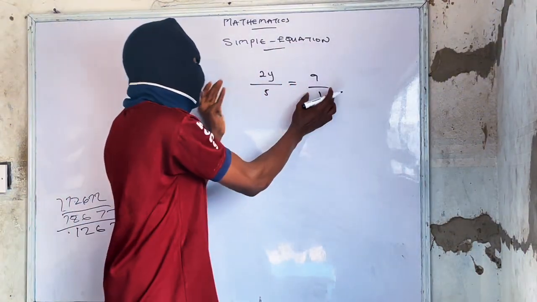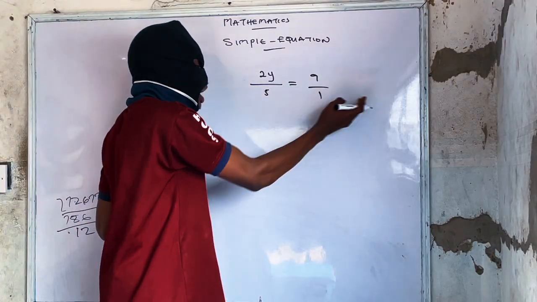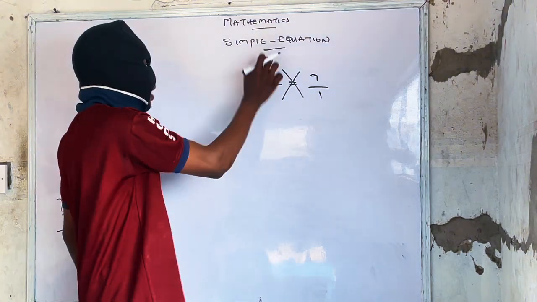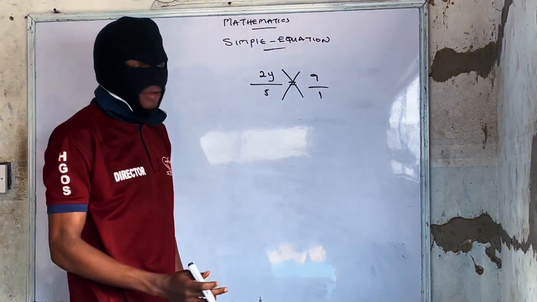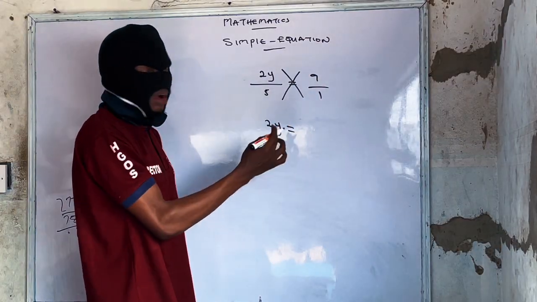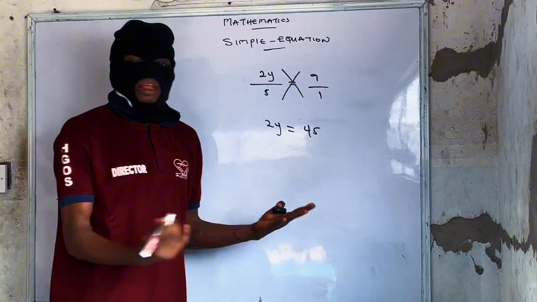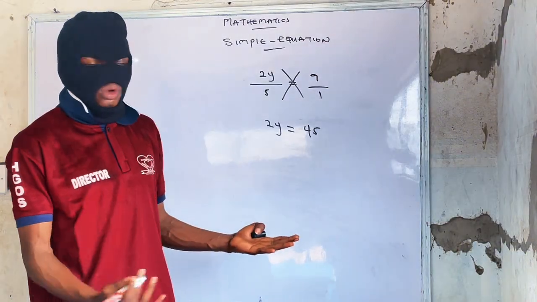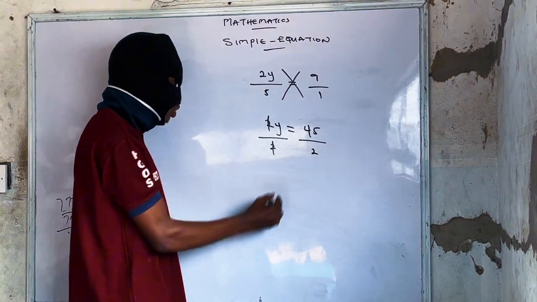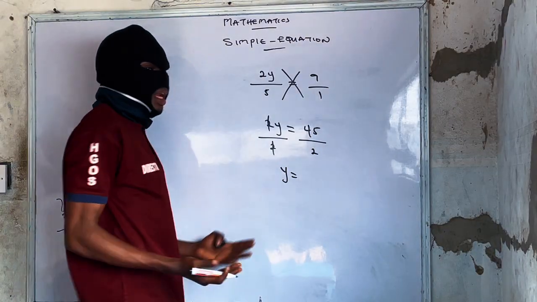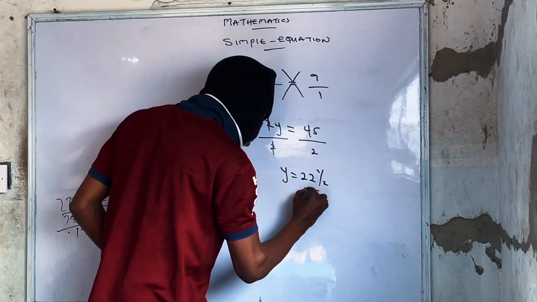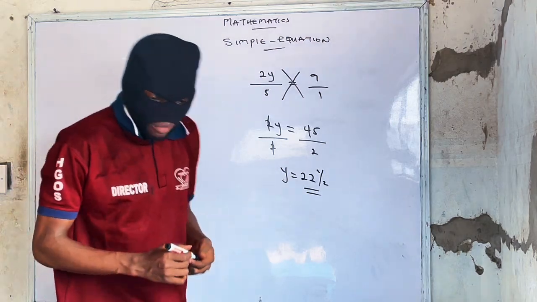So if you have already converted this one to a fraction, it has a numerator and it has a denominator. Now we are going to cross multiply. This 2y will multiply 1, and 9 will multiply 5. Then you have 2y times 1 will give you 2y equals 9 times 5 will give you 45. You are dividing both sides by the coefficient of y, as we all know. The coefficient of y is 2, so 2 over 2. These two cancel. Then you have y equals 45 over 2, which is 22 and 1 over 2. Very, very simple. Another question can come like this.